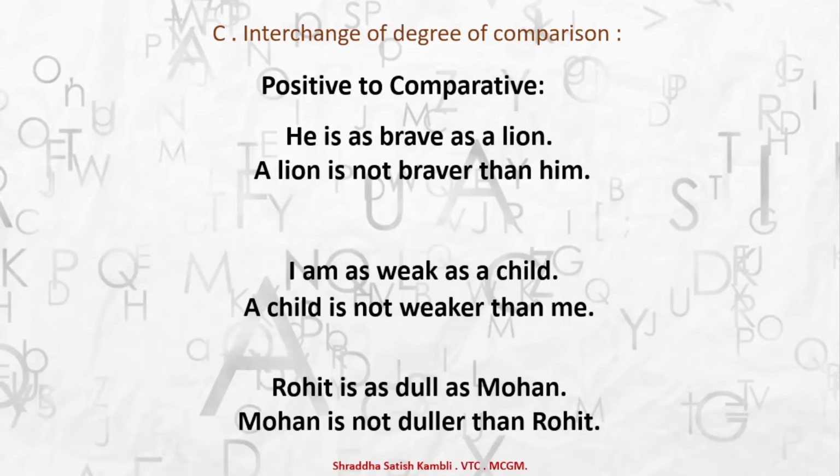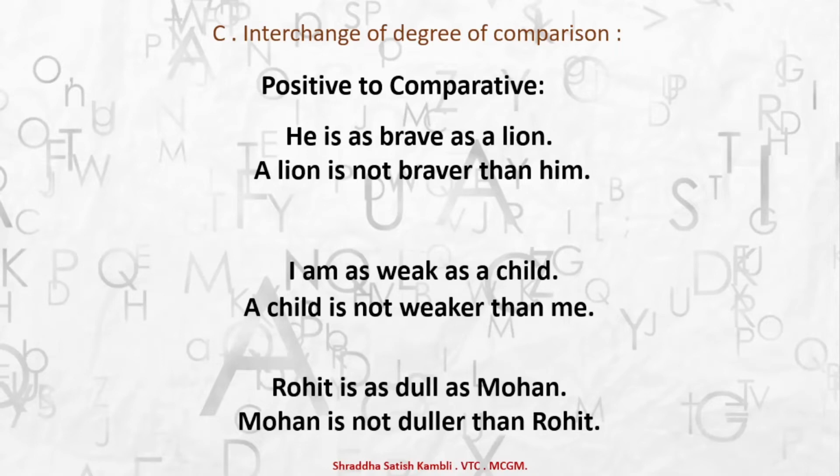He is as brave as a lion means the lion and him, they're equally brave. So, see what is the next transformed sentence? What does it say? It says a lion is not braver than him. That means both of them are equally brave. So, see, the sentence meaning has not changed.